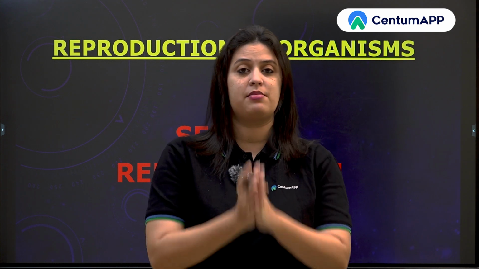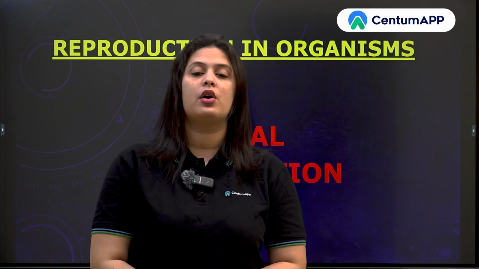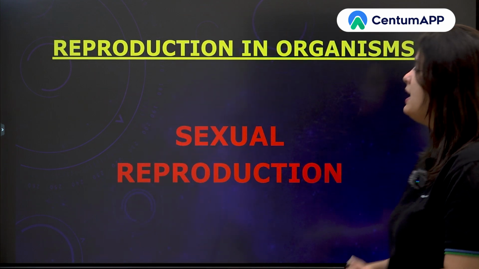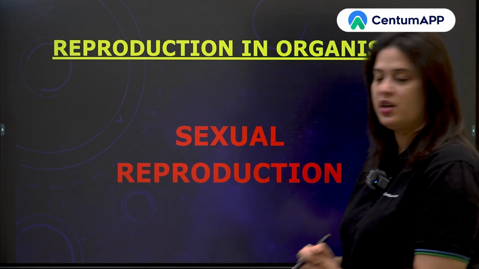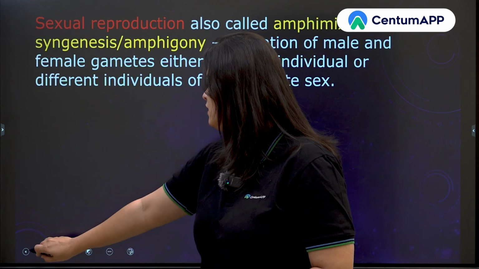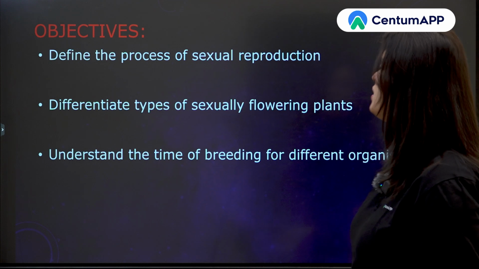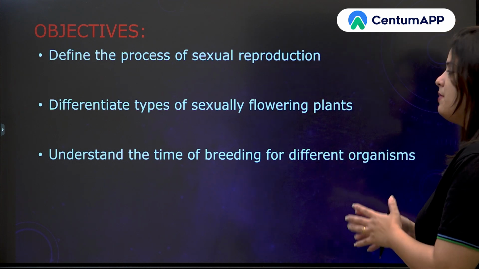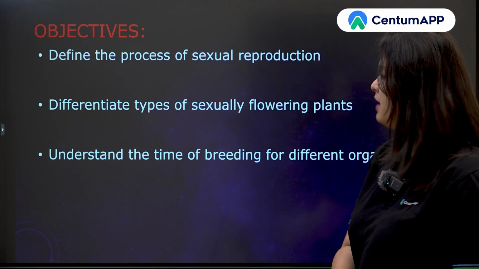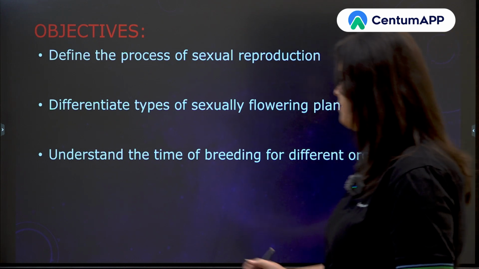Classes with CentumApp. So today we are going to continue with our topic, reproduction in organisms, where we are going to see what is sexual reproduction. So the objectives of today's class would be to define the process of sexual reproduction, to differentiate the types of sexually flowering plants, and to understand the time of breeding for different organisms.